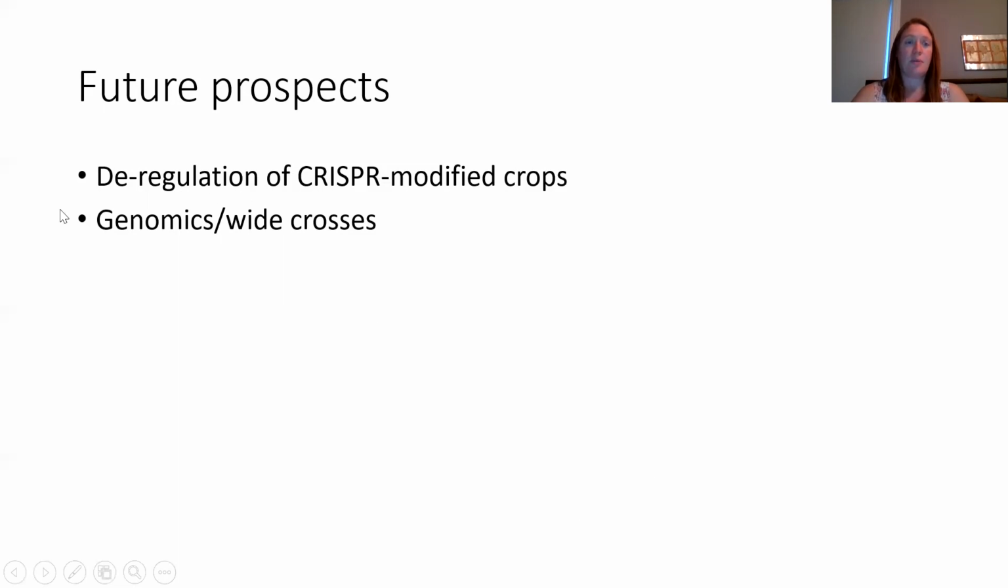But we also, through the power of genomics and these amazing tools that we have now to understand the variation in genes across species or within a species or with ancestors, now we can really design wide crosses, so crosses to an ancestor with a cultivated or domesticated crop much more easily. And so that should also generate some really interesting changes in the future.